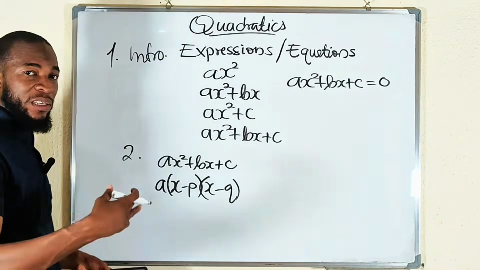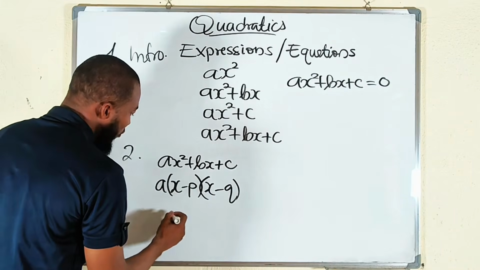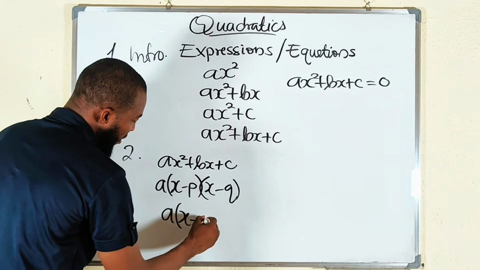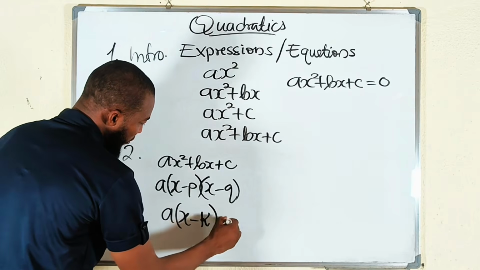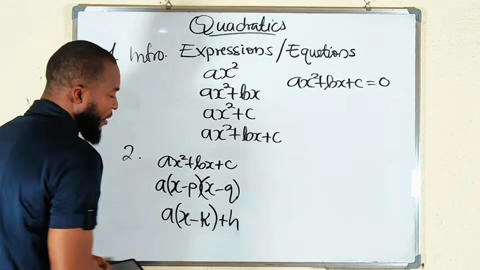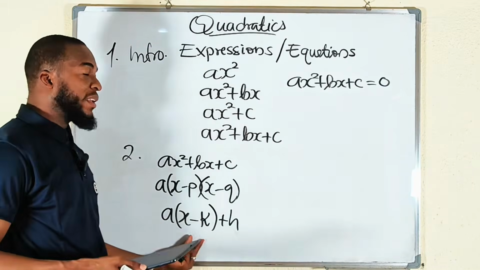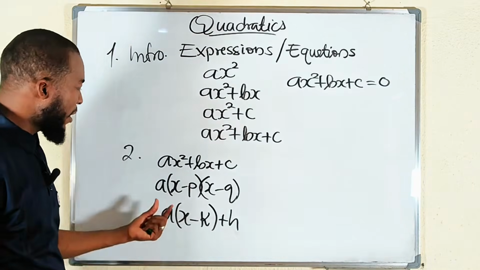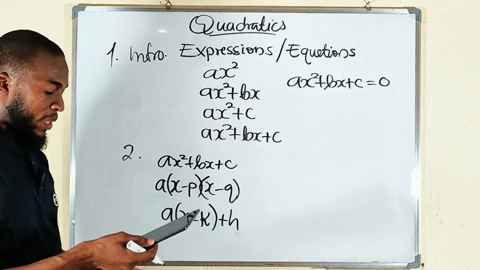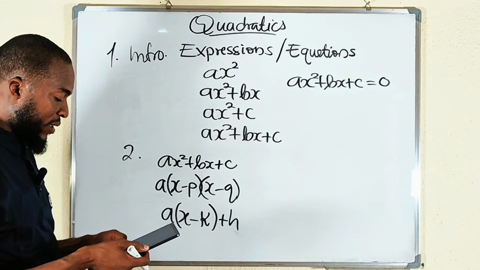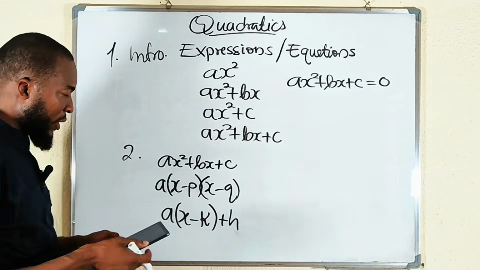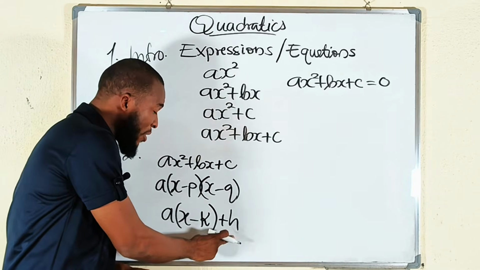You could have the vertex form. They are all forms of quadratics. a times x minus k, squared, plus c, or h. In most cases, you see h here. This is what we call the vertex form of a quadratic expression. This is the factored form, and this is the standard form. These are the forms in which you can see quadratics. And you should know that k and h here are constants.